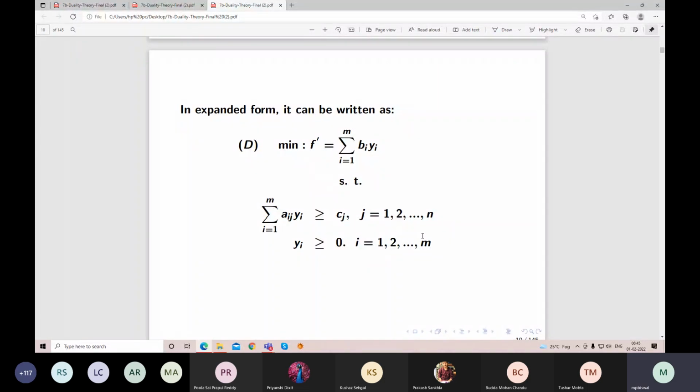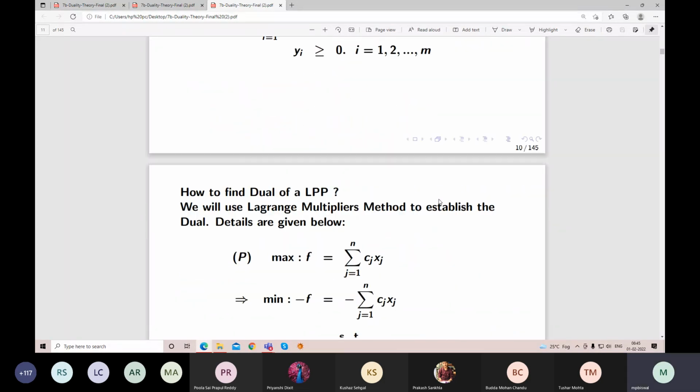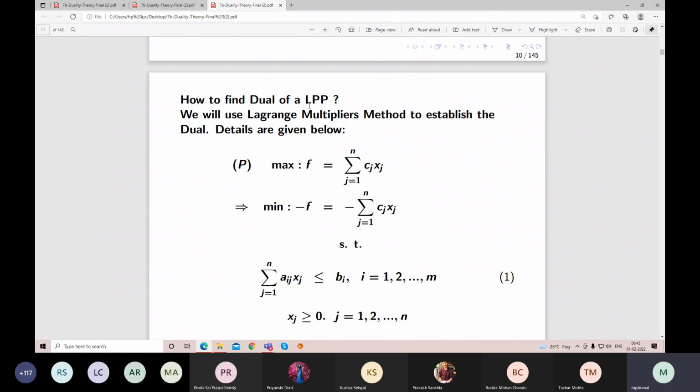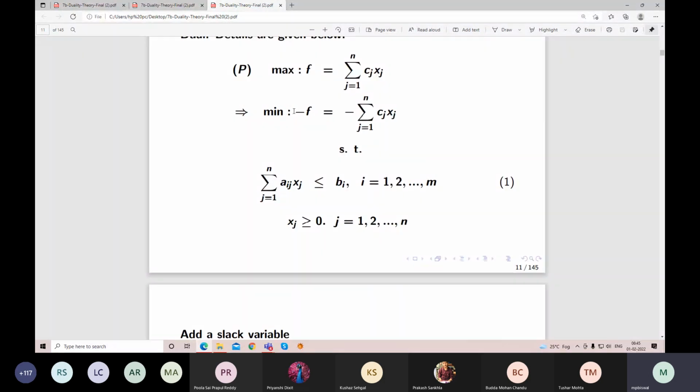Now, with respect to the expanded notation, we have the Lagrange function. So the question is how to find the dual of a linear programming problem. We use the Lagrange multipliers method to establish the dual. Details are like this. Always change a maximization type problem into minimization type, and make the constraints equality type.